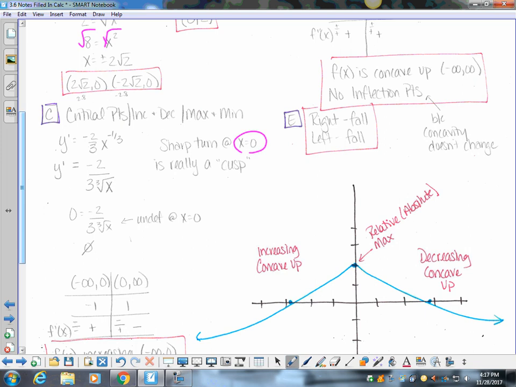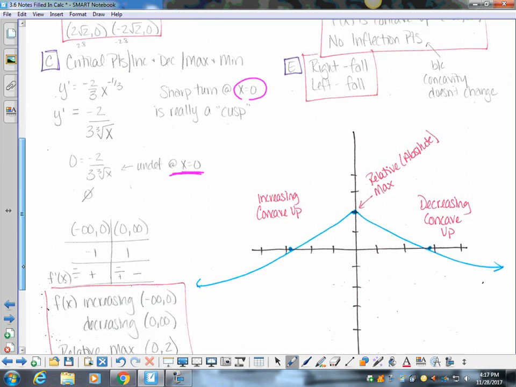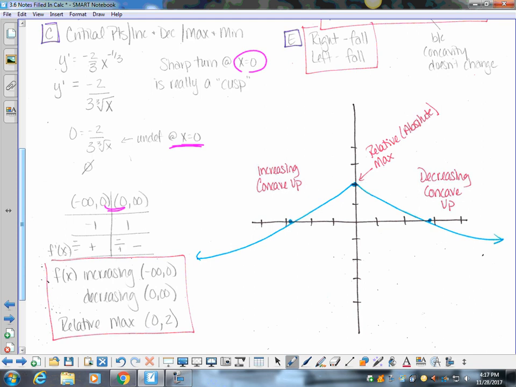I'm going to do the first derivative, and then I'm going to clean it up and put my cube root of x on the bottom, set that equal to 0. And when I solve it, my x completely goes away. But remember, we had a sharp turn at x equals 0, and my first derivative is also undefined at x equals 0. So 0 becomes one of my critical points.